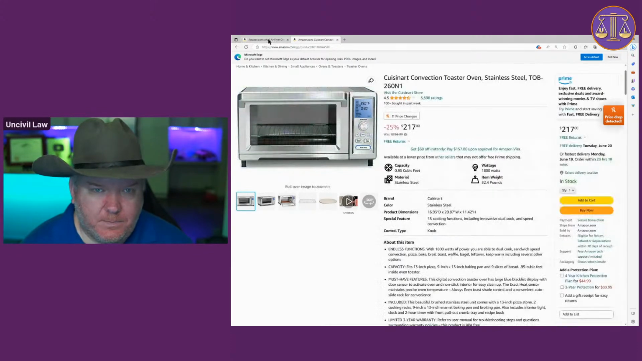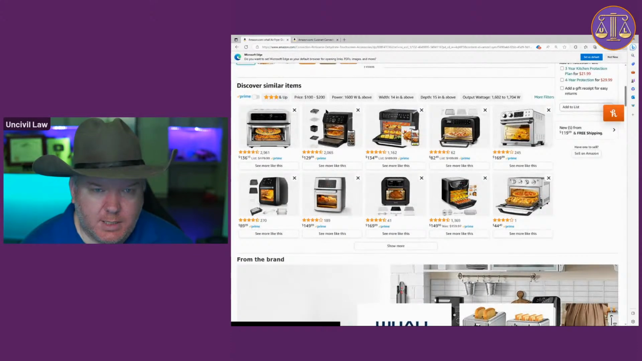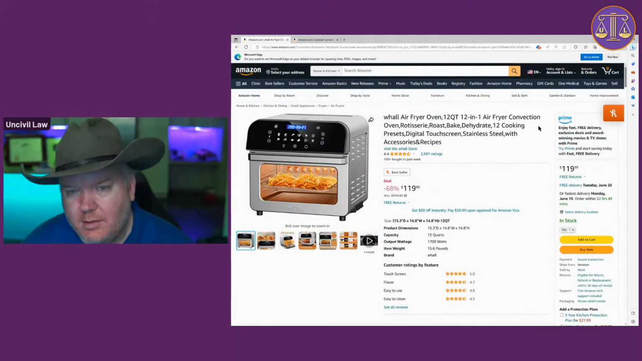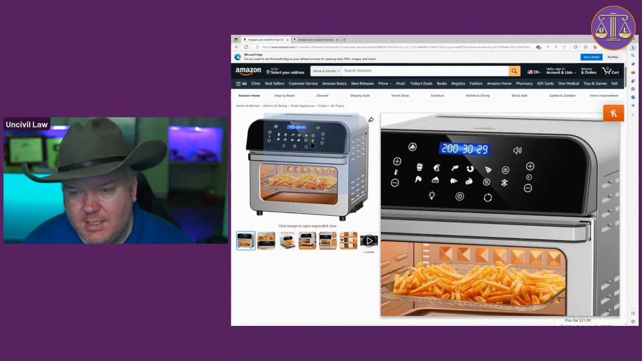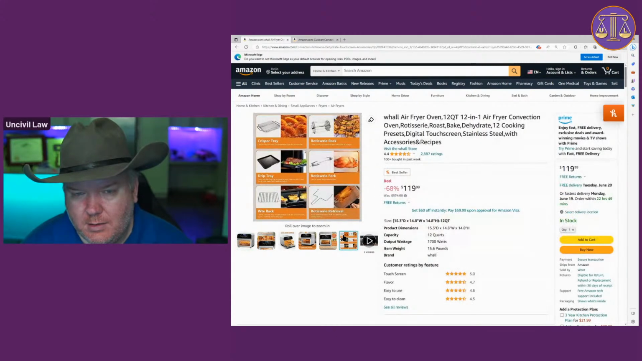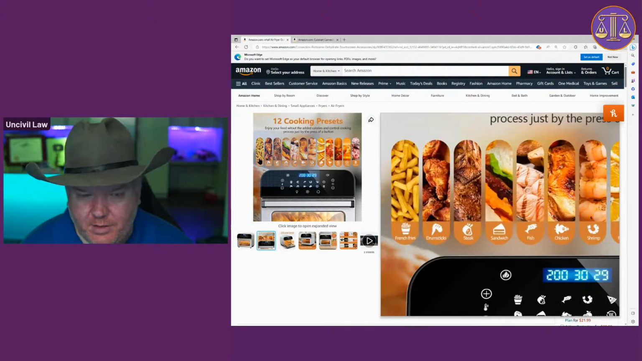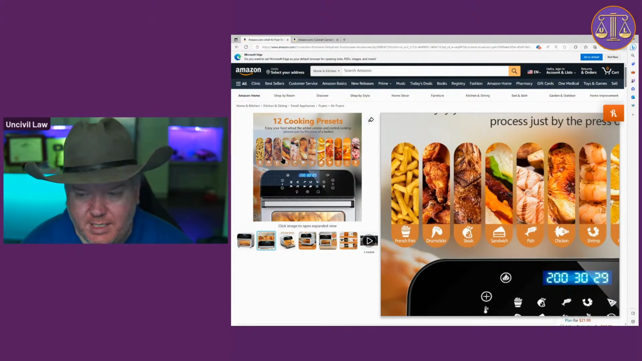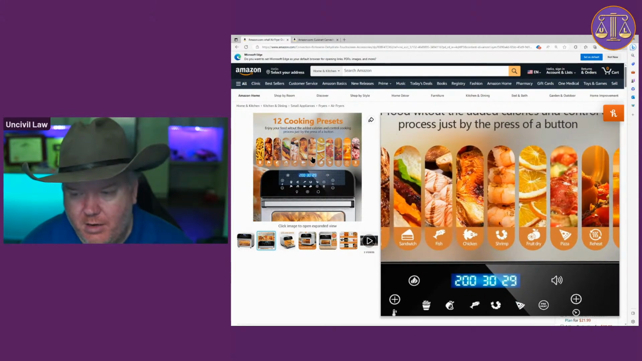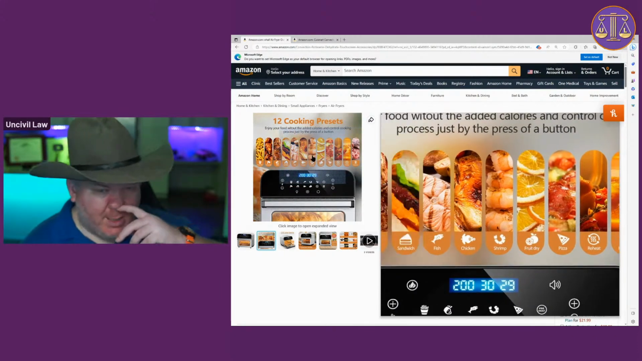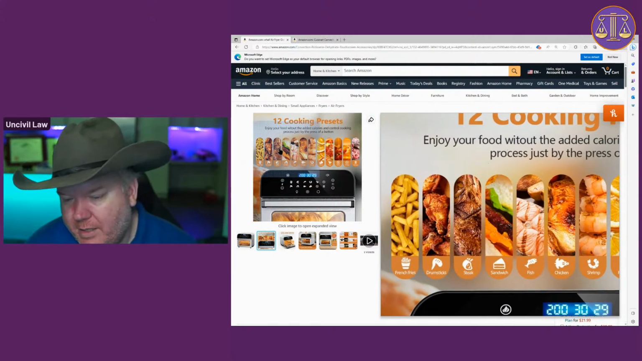So that's one. And then the other one I was looking at was this wall air fryer, 12-in-1 air frying convection oven, rotisserie, roast, bake, dehydrate, 12 cooks presets. It's got presets, man. Presets for French fries, drumsticks, steak, sandwich, fish, chicken, shrimp, fruit dry, pizza, reheat, preheat, and unfreeze. That's pretty cool. It's got all those wonderful preheat things. That sounds pretty good.